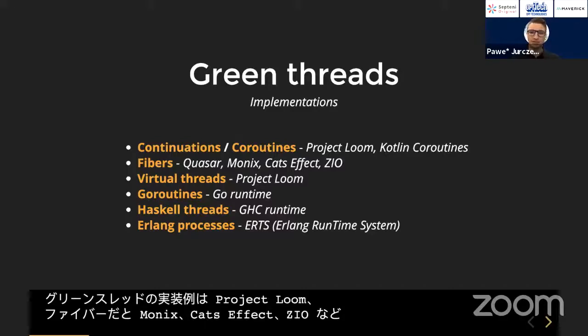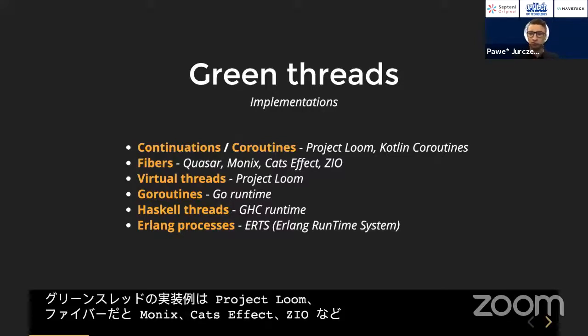In case of the JVM platform, we have two types of solutions. We have solutions that we already have and can use in production, and solutions that we will have in some foreseeable future. In the first group, we already have an implementation of coroutines in Kotlin. We've also had for many years an implementation of fibers in Java, which was Project Quasar, and also for a couple of years now we have a couple of implementations in Scala as well. So we have fibers in Monix. We also have fibers in Cats Effect and in ZIO as well.